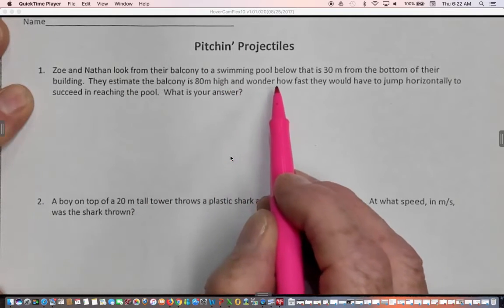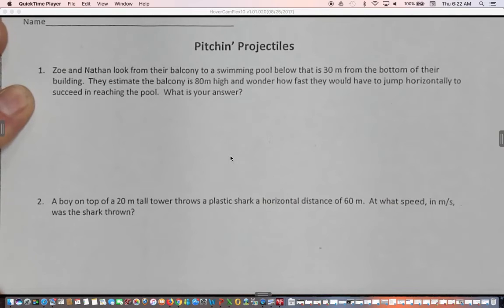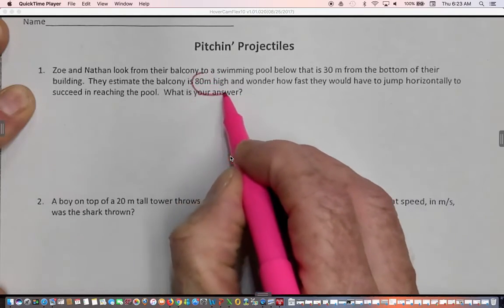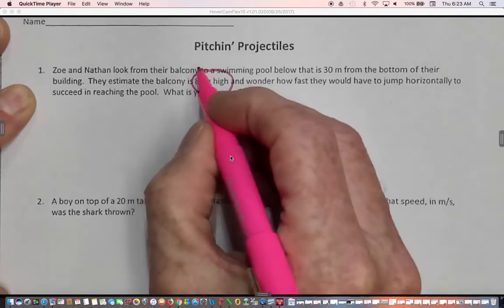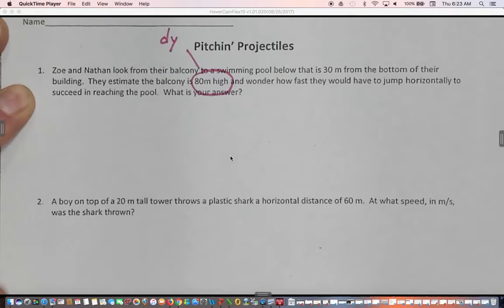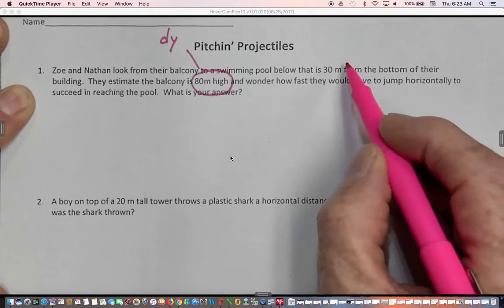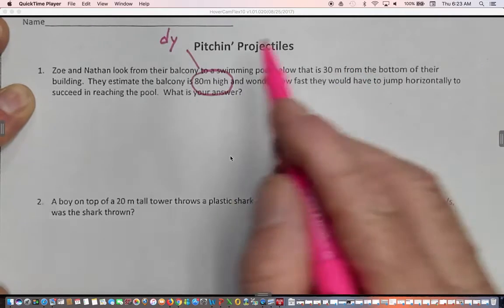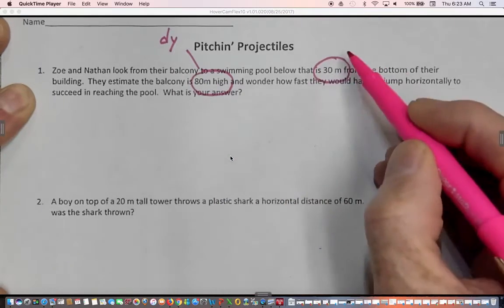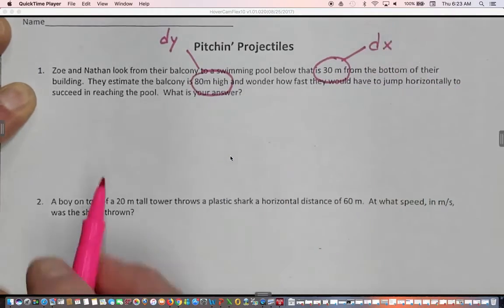Take a second, and I'm assuming you've read this problem. Immediately, my eyes go to this statement, and I'm going to circle it. 80 meters high. That has to be what I call my distance in the y direction. This here is another distance. There's only two distances to worry about. Once you have identified what dy is, the other distance has to be dx. What do I mean by that?